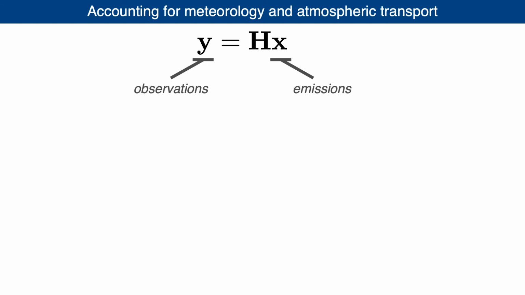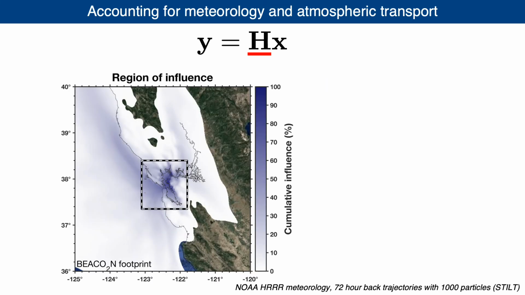So going back to the expression from earlier, y is our vector of observations, and x are the emissions. And there's this matrix H that represents the atmospheric transport, or the meteorology. Really, it's the way of mapping between the emissions and the observations. So here, we construct this H matrix using what's called STILT, or the Stochastic Time-Inverted Lagrangian Transport Model. And what it does is for every measurement you make, we advect hypothetical particles 72 hours backwards in time and look where they came from.